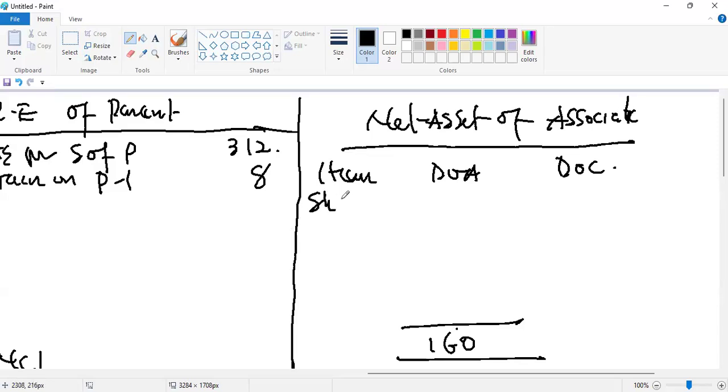What is the shares in associates? Go and pick the shares in associates. 184. We are looking for retained earnings.